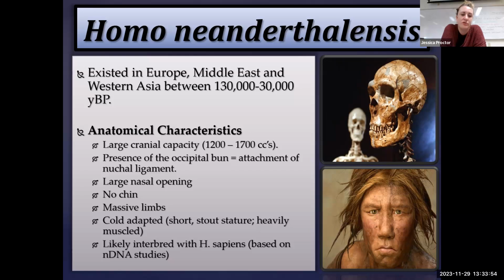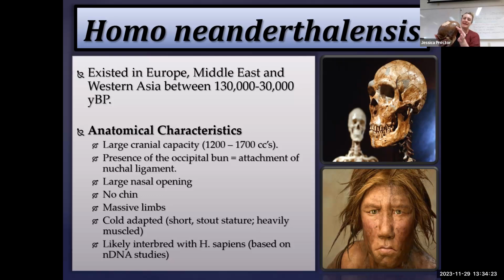Neanderthal anatomical features: we see a really large cranial capacity. Actually, on average, their brain size is larger than ours. But their brain size ranges anywhere from about 1,200 to 1,700 cc's. They have this feature in the back of the skull. This was a Neanderthal skull here. So in the back of the skull, they have this kind of bun-like feature, this kind of bumpy region on the occipital bone called the occipital bun.